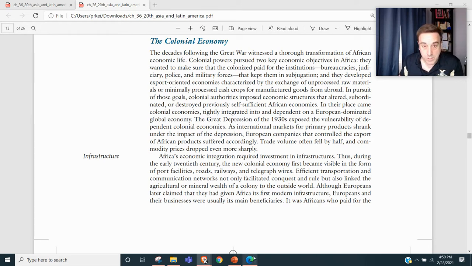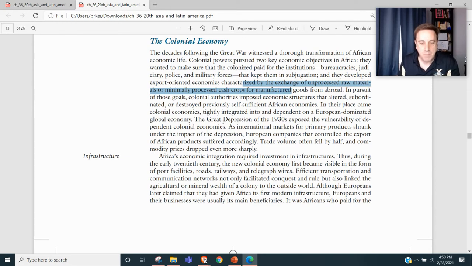So what's important to note is that there were two key European economic objectives in Africa. They wanted to make sure that the colonized paid for their institutions. So, basically, they paid for themselves and paid to be put under the thumb of the Europeans themselves. And then the second thing is that they developed export-oriented economies, which is really going to be focused on taking raw materials out of these areas, where they can be put into manufactured goods and then be sold in any market around the world and sometimes back to the Africans themselves.